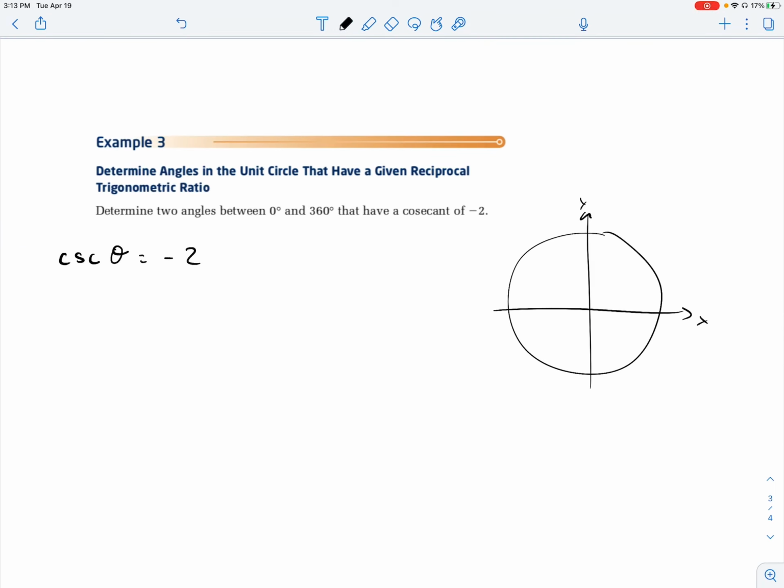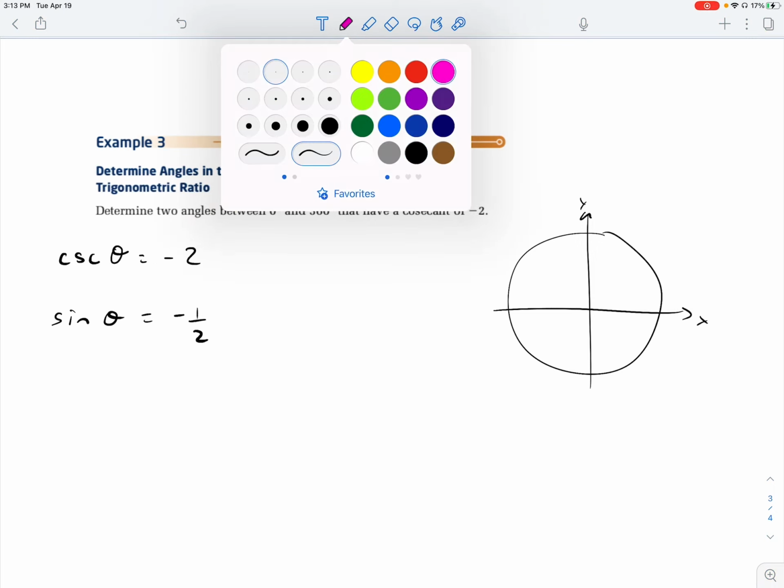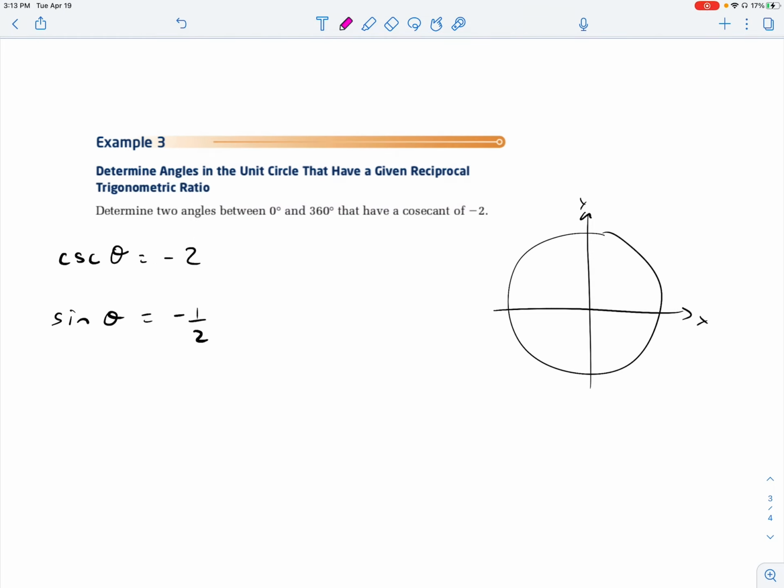The reciprocal of cosecant is just sine. If I take the reciprocal of this side to get sine, then I have to take the reciprocal of the other side. The reciprocal of -2 is -1/2. So this makes a little bit more sense now. I'm going to draw my two terminal arms. I don't know the angles yet, but I know that sine has to be negative.